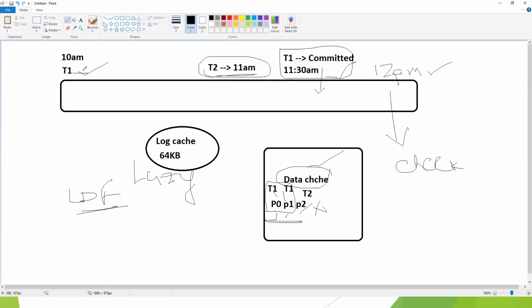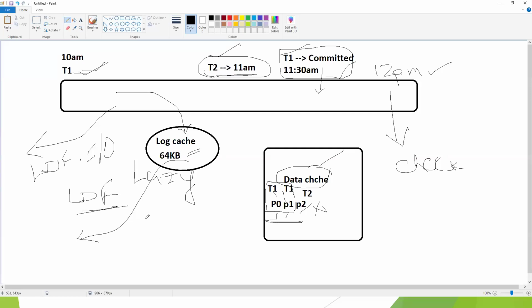Whatever modifications you are performing, T1, T2, T3, whatever transactions we perform, it will keep writing into the log cache. The reason is that every small transaction or every small byte should not be written to the data file, to the disk. That is your log file. The LDF file is stored on disk. If you keep writing into the log file, you will have more IO operations, which is expensive. For that reason, we store that information in the log cache, and it will write periodically into the transaction log file.